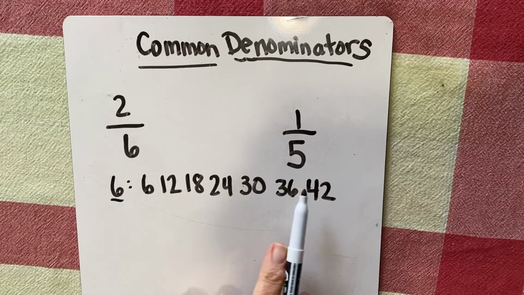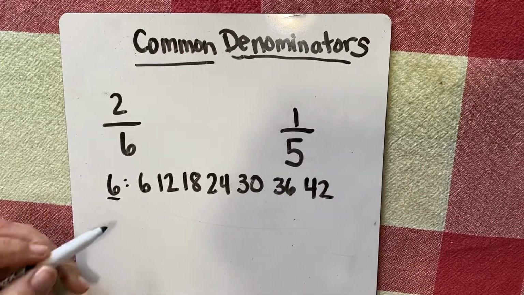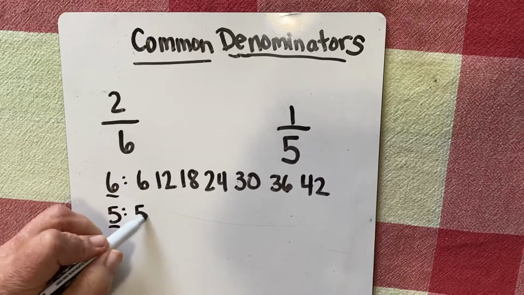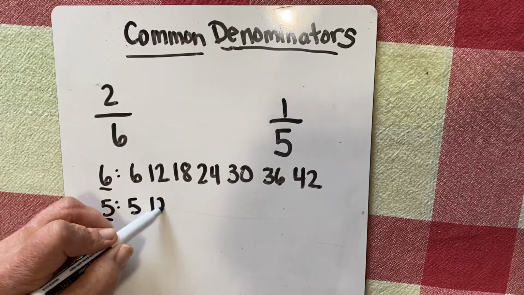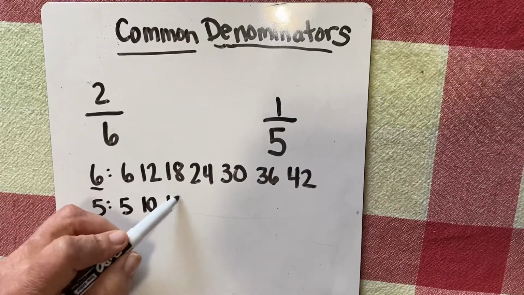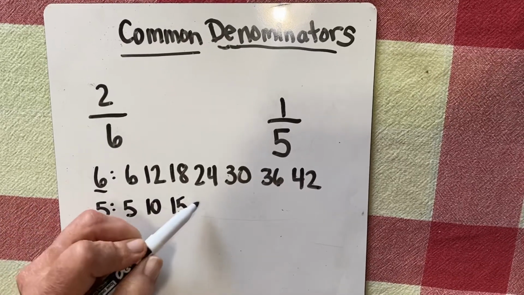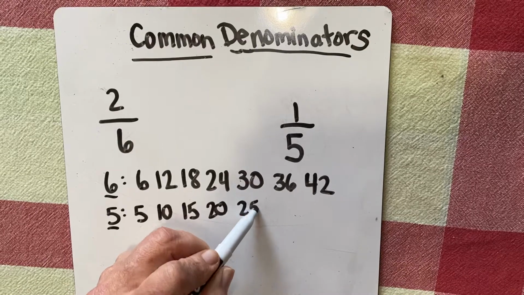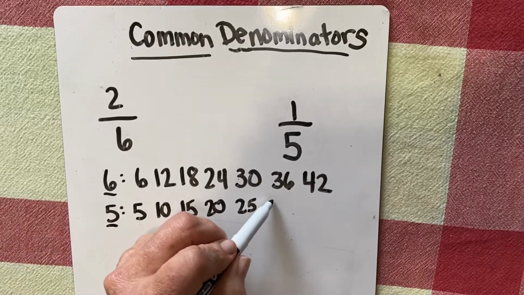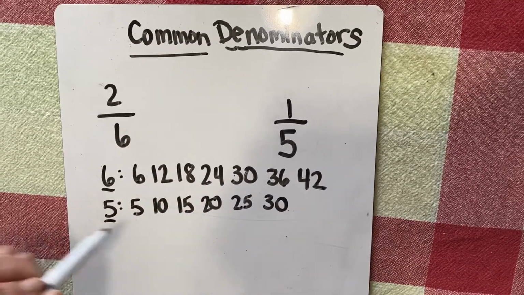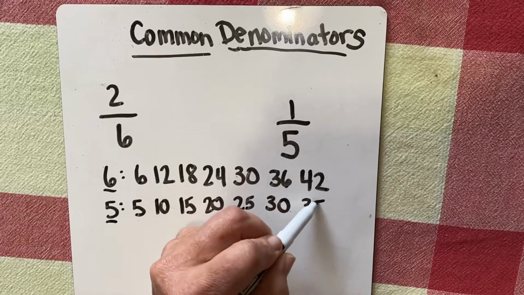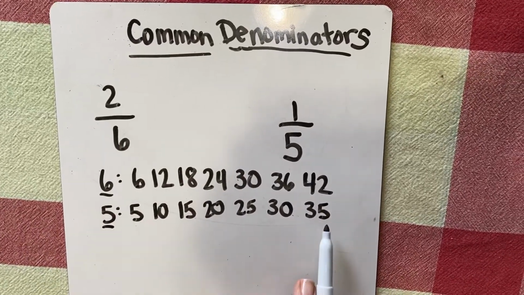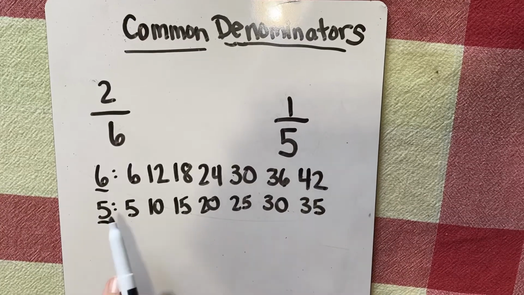And then we're going to do the same thing with our other denominator, 5. We're going to list all the multiples. 5 times 1 is 5. 5 times 2 is 10. 5 times 3 is 15. 5 times 4 is 20. 5 times 5 is 25. 5 times 6 is 30. And 5 times 7 is 35. Okay, so now we have listed a lot of our multiples. Not all of them, but a lot of them.